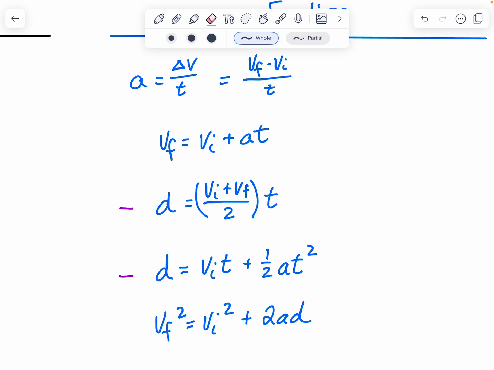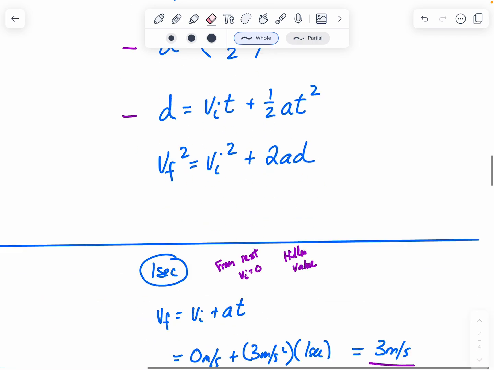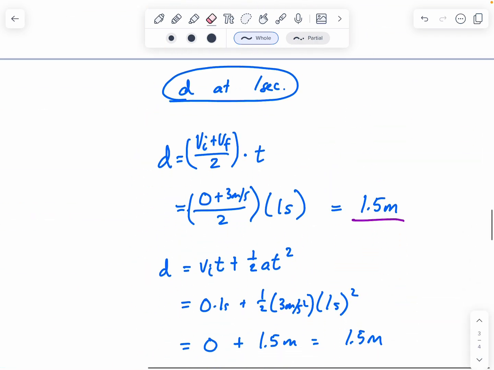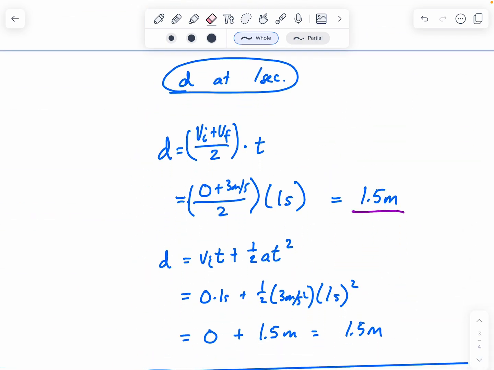So if you don't know the final velocity, you can use this equation. Since we know a lot of things in our example, we could use either one of those in order to find out the displacement. All right, so let's take a look at that. At 1 second, I'm going to show you just two of those equations.